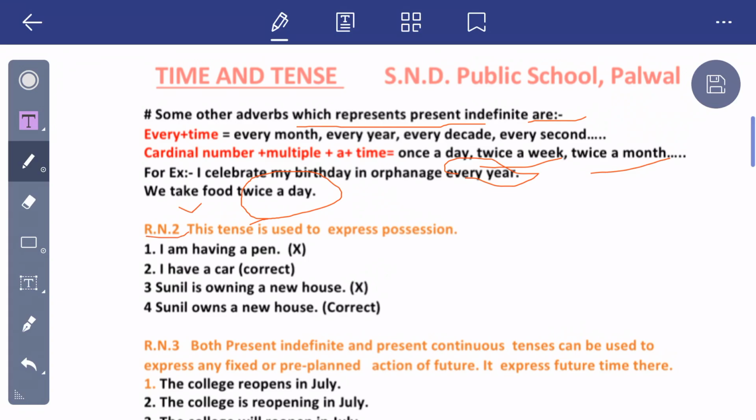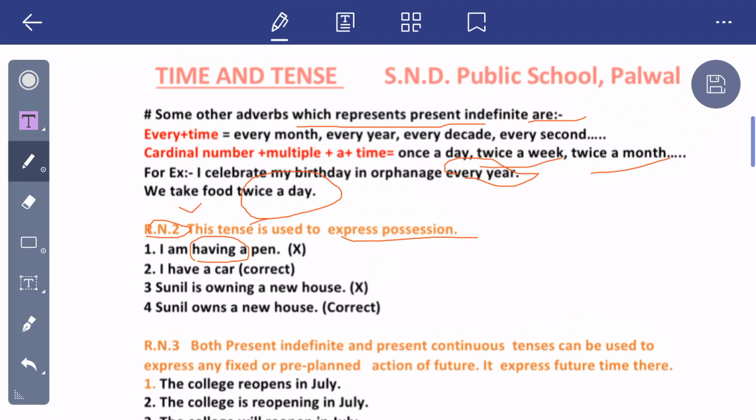Now what does rule number 2 say? Beta, this is very important for you. This tense is used to express possession. Possession means to show our right, that it is mine, that is called possession, or to show any relation with any object. So look at the very first sentence, I am having a pen. It means have shows possession. I have a pen means my pen. I am showing possession of it.